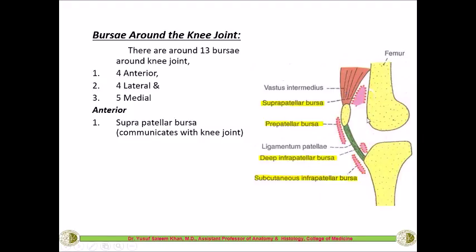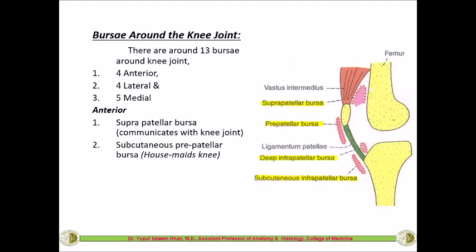This is because the suprapatellar bursa communicates with the joint. So if there is any swelling, pain, redness, you can see it especially in osteoarthritis or rheumatoid arthritis. At that time you can see as well as feel the increase in temperature and the severe pain and redness above the patella, because of the suprapatellar bursa which communicates directly with the knee joint.